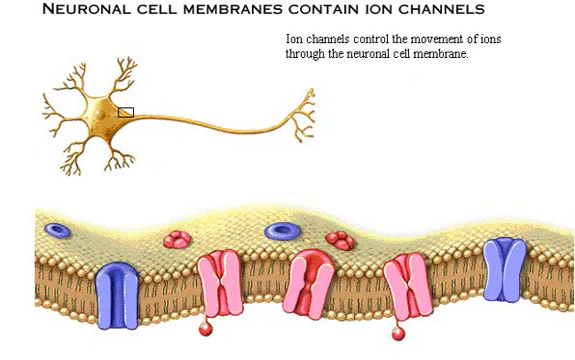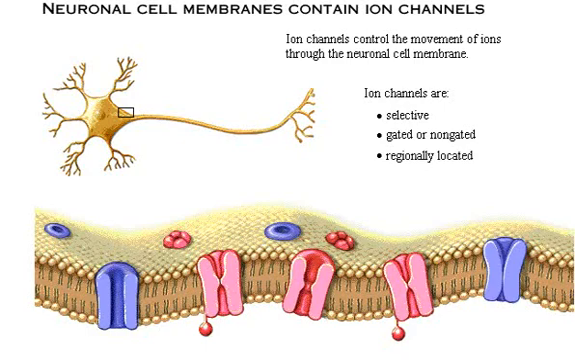Ion channels control the movement of ions through the neuronal cell membrane. The channels are selective, either gated or non-gated, regionally located, and functionally unique. In the next several pages, we will examine each of these 4 characteristics.